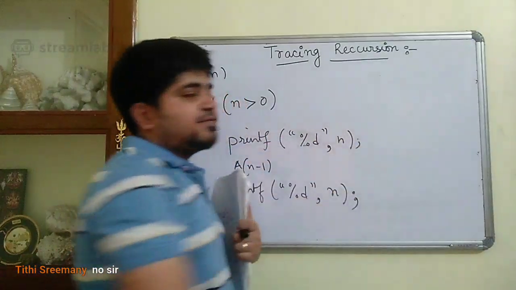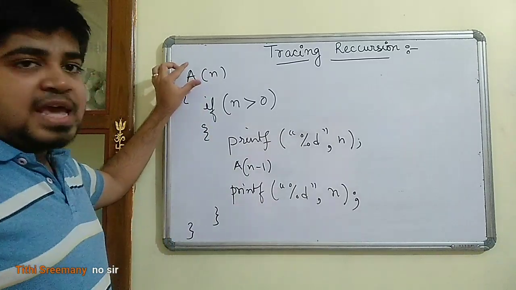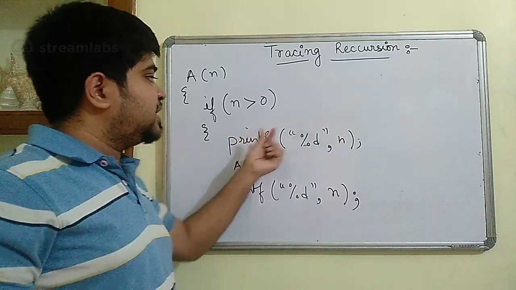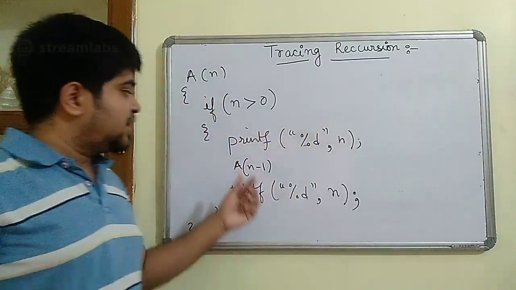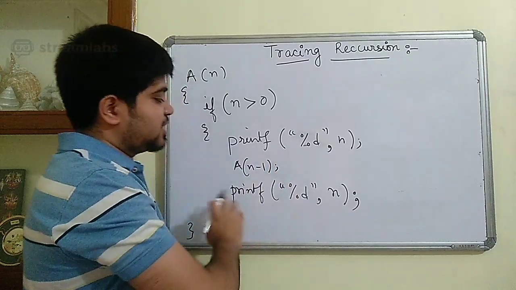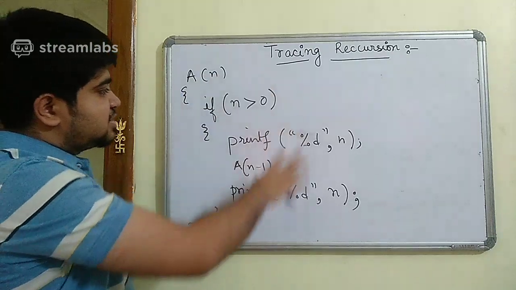So we have a function, just look into the function, a of n, if n is greater than 0, printf mod d n. A of n minus 1 is called, right? A of n minus 1 is called, and again we have printf n. So this is the work.